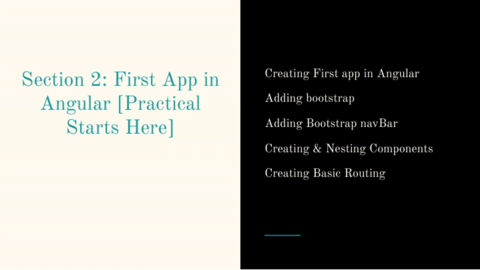Next, we'll create and nest components, which are the building blocks of Angular applications, allowing us to organize our code efficiently and reuse elements. After that, we'll implement basic routing, enabling our app to load different views based on the URL, which is essential for creating a single-page application experience. Remember, each of these steps is a fundamental part of building a functional and scalable Angular app, tying everything together as we move forward in our development journey.